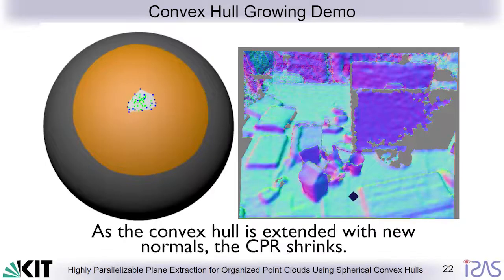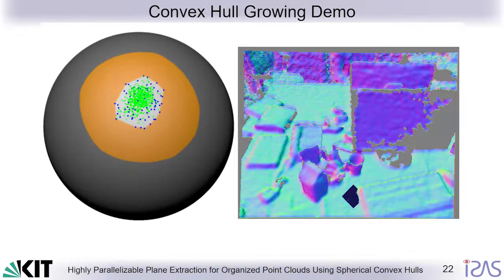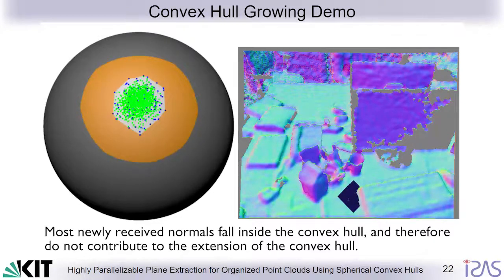This is a live demo of the presented algorithm running on a single plane. On the right side is a normal map of a single frame from the TOOM RGBD dataset. The black rectangle are already processed points. On the left side is a depiction on the S2 sphere. The orange polygon is the CPR.